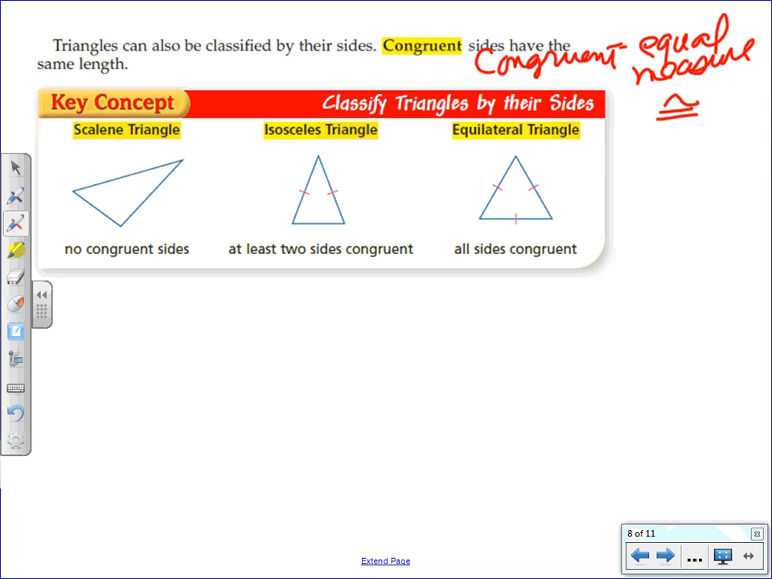Equal measure. All right. A scalene, so we're classifying triangles by their sides first. A scalene triangle, and yes, you need to be able to spell it and pronounce it, scalene, has no congruent sides. An isosceles has at least 2 congruent sides, and these marks right here mean that the sides are congruent. An equilateral triangle has all sides congruent. This should be review for you guys.